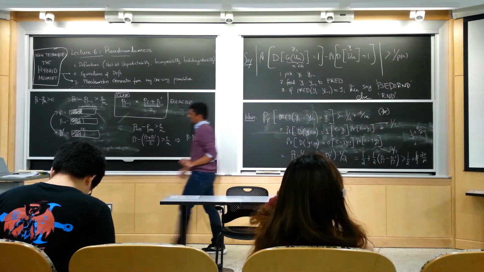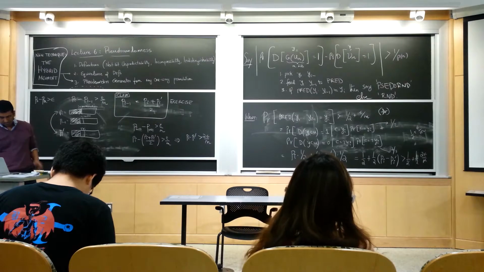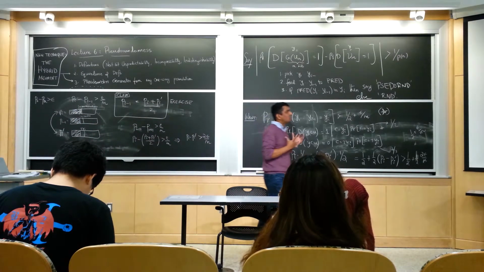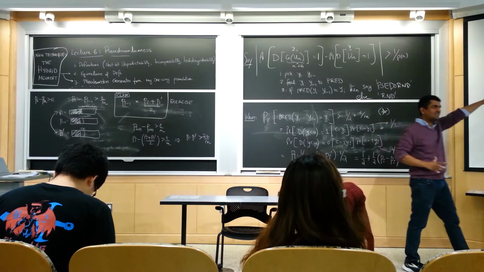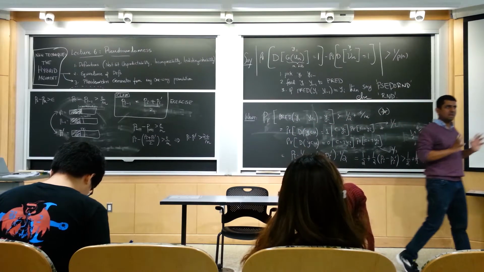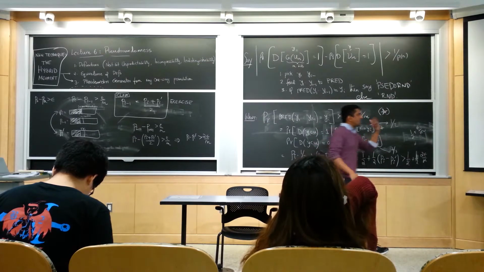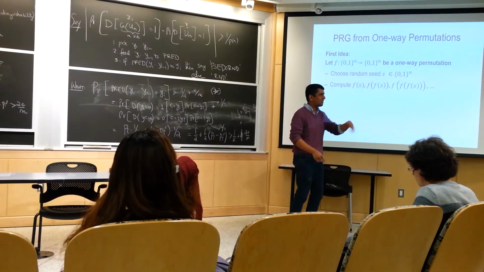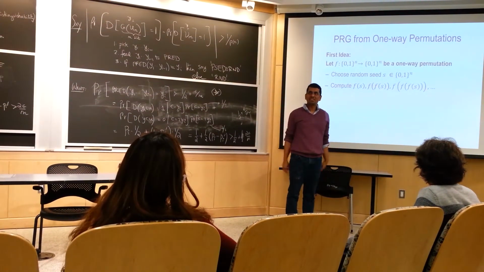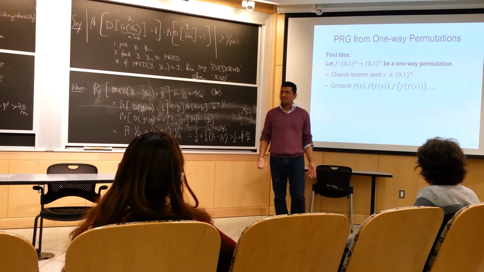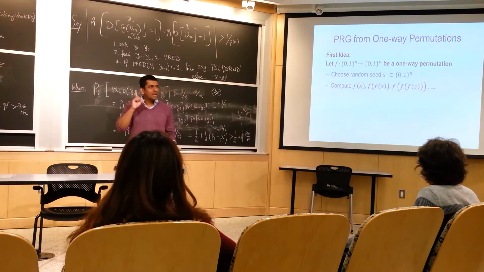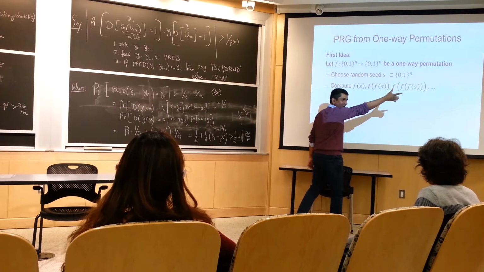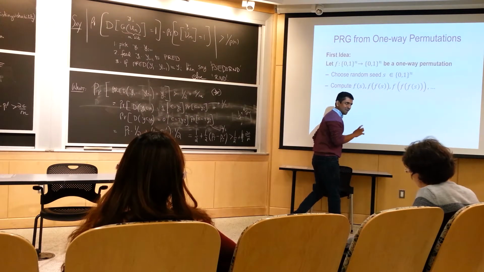Here's a candidate construction. The input to the generator is a seed s, a random n-bit number. You compute f of s, output it. Compute f of s again, output it, and so on. That's a sequence. Now, this is not pseudorandom. It's not even next-block unpredictable. If I know this block, I will predict all the other blocks. So this is not pseudorandom in any sense.